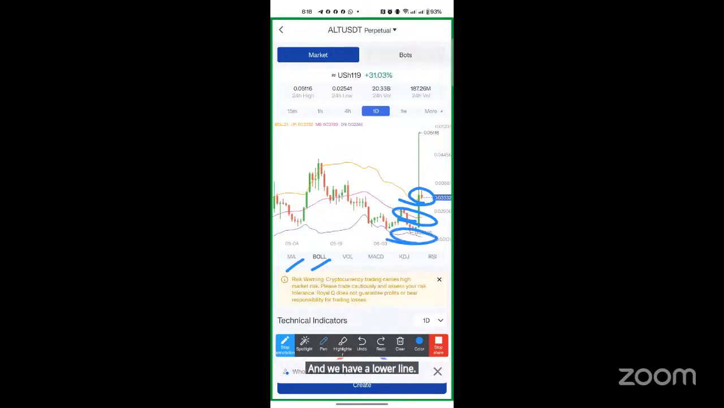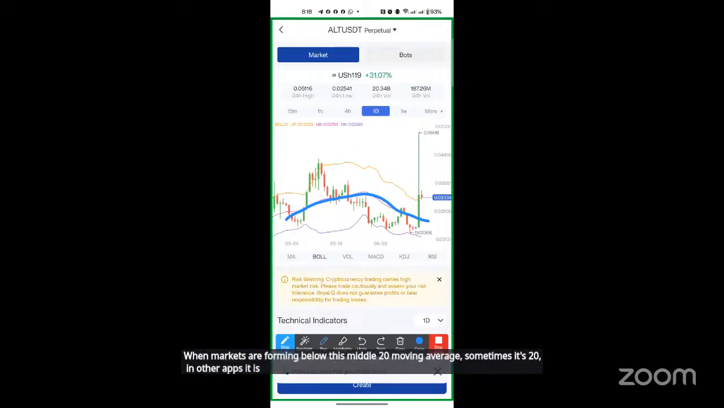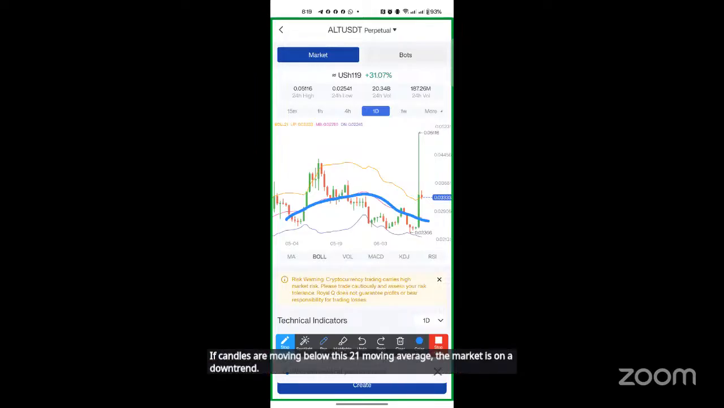Listen to me very critically. Usually, when markets are forming below this middle 20 moving average, sometimes it's 20, in other apps it is 21, the coin is on a downtrend. If candles are moving below this 21 moving average, the market is on a downtrend. When candles are moving above this middle line, the market is on an uptrend.